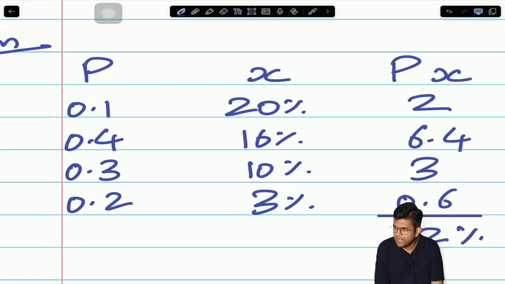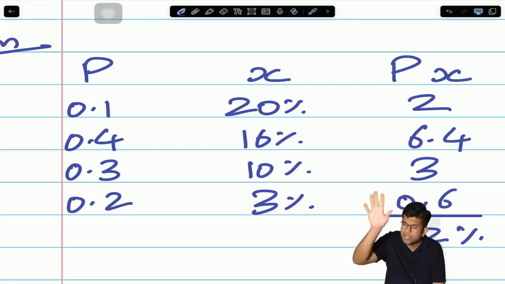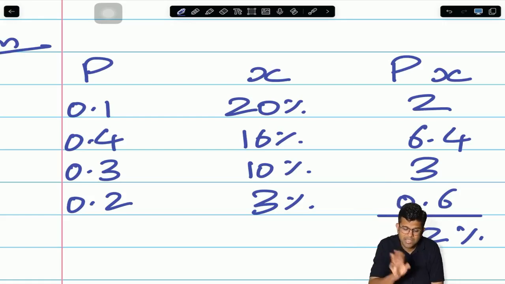Wrong. P does not stand for proportion. P here is probability. Oh, what is the difference? What the student was telling is proportion. Probability means the whole year the share will give me 20% in the whole year. The chance of this happening is 10%. In the whole year the share will give 16%. There is a 40% chance and so on. You understood what I am trying to say?